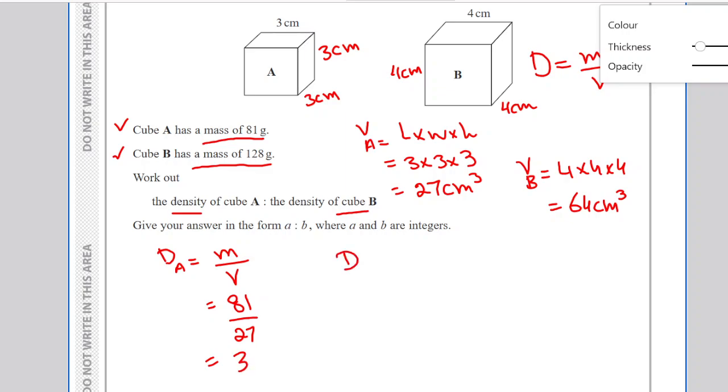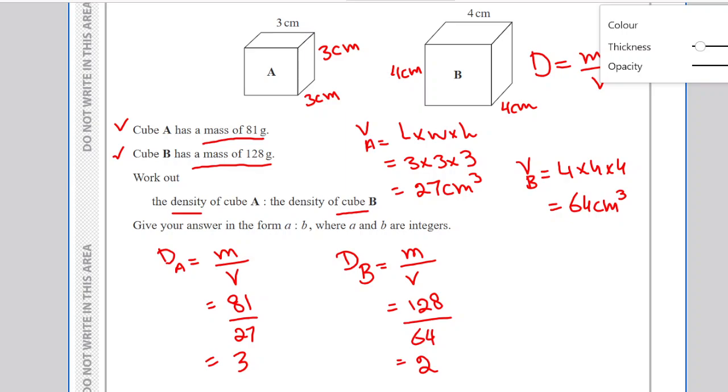Now we're going to find out the density of cube B, which is the same formula, mass over volume. The mass we have given is 128 and the volume we just worked out is 64, and the density of cube B will be 2. Now the question says the density of cube A ratio the density of cube B.